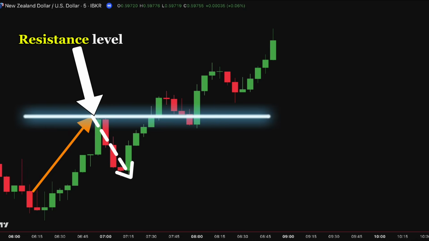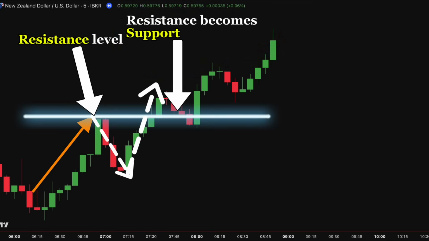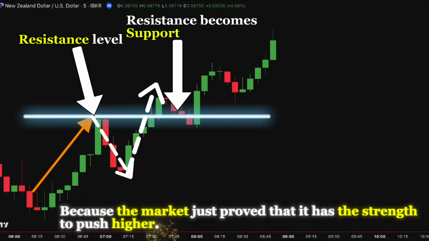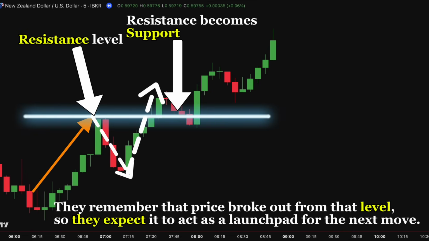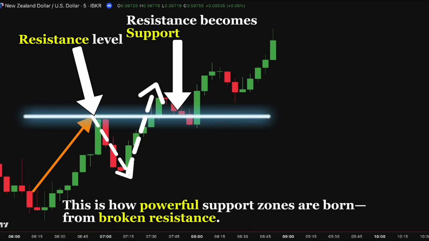After that pullback, if the market regains momentum and breaks above that previous resistance level, that same level now becomes support. We call this a resistance turned support level. Why does this happen? Because the market just proves that it has the strength to push higher, and when price comes back to that zone, many traders see it as a chance to buy the dip. They remember that price broke out from that level, so they expect it to act as a launchpad for the next move. This is how powerful support zones are born, from broken resistance.